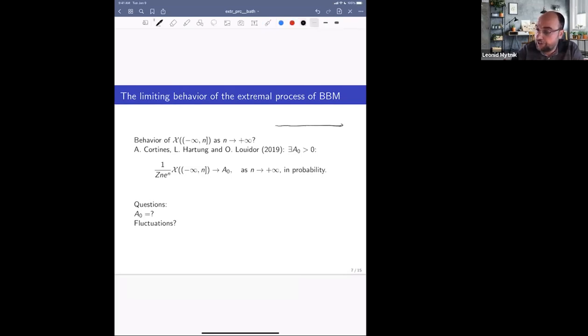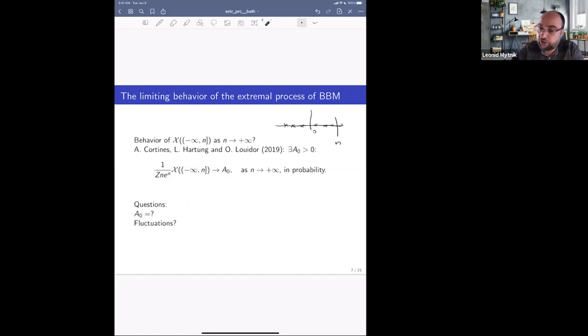Okay, and the next question we ask, so I remind you, what is the extremal process? We see all these particles here, this is 0. Now the question we may ask is how many particles will be up to this position n on the real line, so how the number of particles increases as n goes to infinity. This question was asked by Cartinius, Hartung, and Louis, and they answered it. They showed that the number of particles up to n, as n goes to infinity, if I normalize this number by n, e^n, and z, will converge to some constant a0. They didn't identify the constant. And another question is, what is the fluctuation of this quantity around the limit? We'll address these questions in our work.